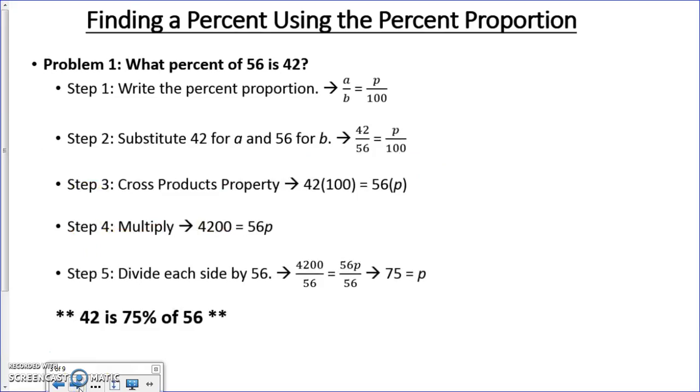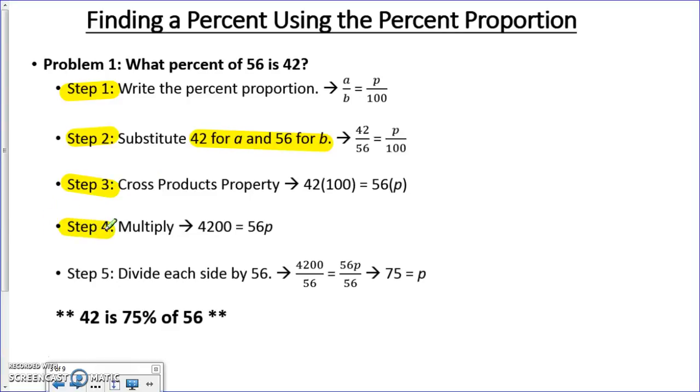Problem 1. What percent of 56 is 42? So again, step 1, write the percent proportion, just the general form. A is the smaller number of the two. B is the bigger number of the two, the base. So step 2, we're going to substitute 42 for A and 56 for B. Step 3, you're going to use the cross products property. Step 4, you're going to multiply.